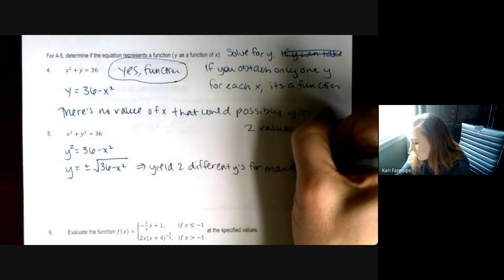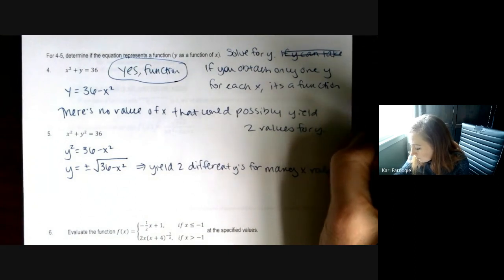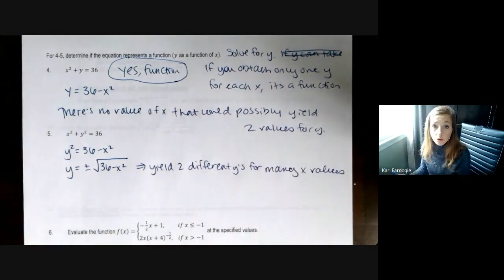for many x values, and it only has to violate that once. So as long as you can find one value of x where you would get two different values for y, that's it. It's not a function.